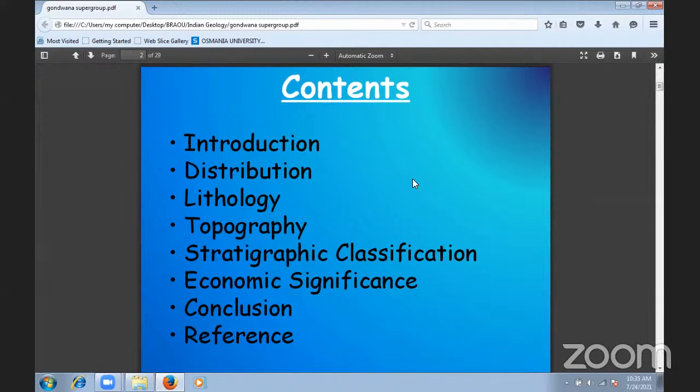The Gondwana rocks of Telangana and Andhra Pradesh occur in the main parts of Adilabad, Karimnagar, Warangal, Khammam, and East and West Godavari districts of Andhra Pradesh. And a small amount of patches we have identified in Srikakulam, Tuni, Rajahmundry, Eluru, Guntur, and other regions also.